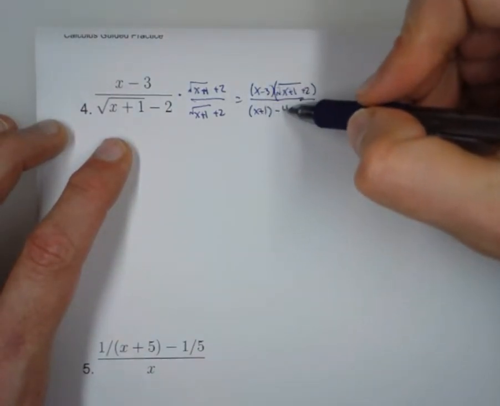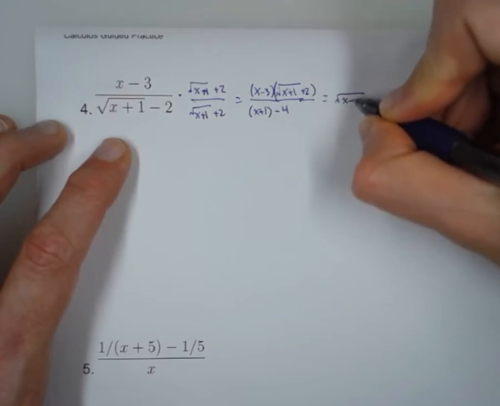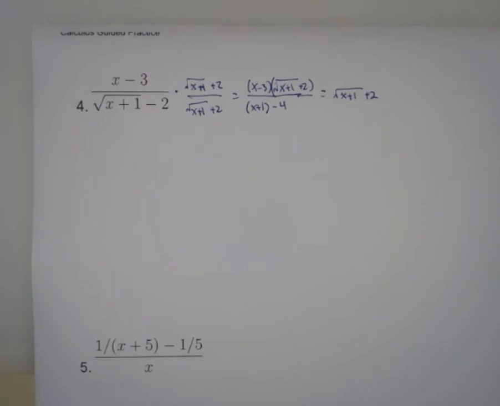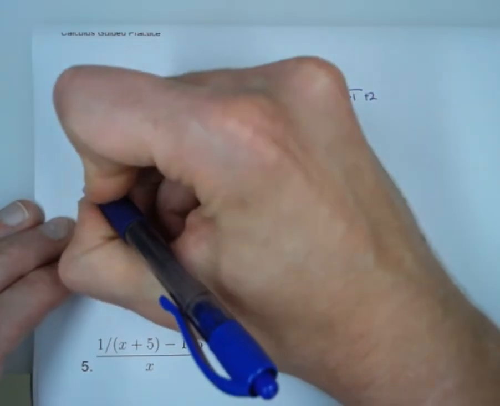Now this will simplify to x minus 3, so that'll cancel out. So we're left with square root of x plus 1 plus 2. Now what canceled out? X minus 3. So that was our location for our removable discontinuity.